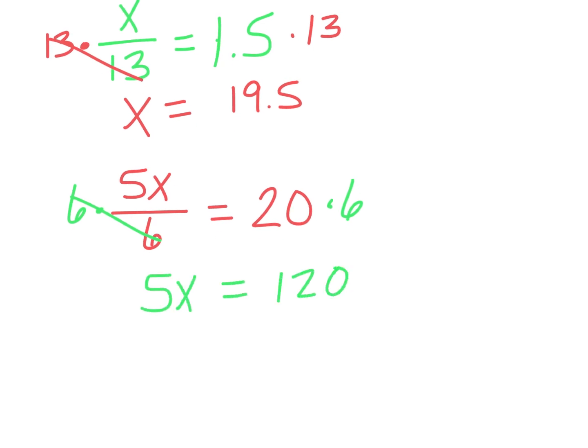Well, I'm not done because I don't have x by itself. But I do see that I have a 5 and an x side by side, which means multiplication. So I'm going to divide both sides by 5 to get x by itself. So you just have a second math problem to do. And when that happens, you get 24.